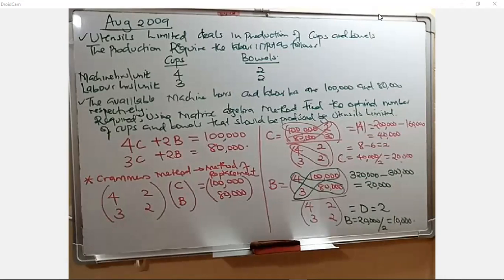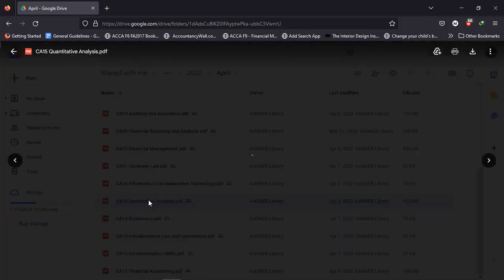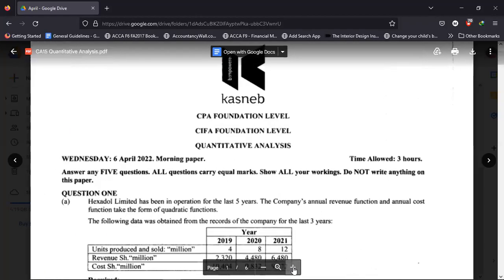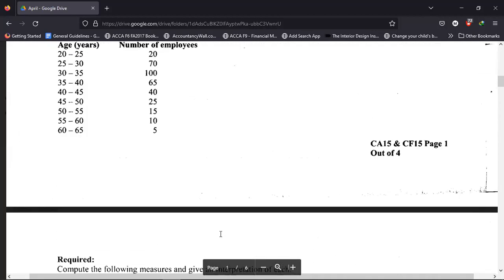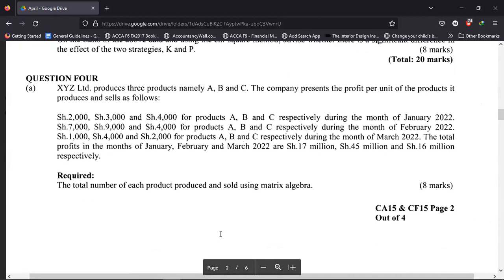Now, I just want to proceed to look for last semester's April question. Let me look here for April, for QA. They brought a question here. You can read question 4A.